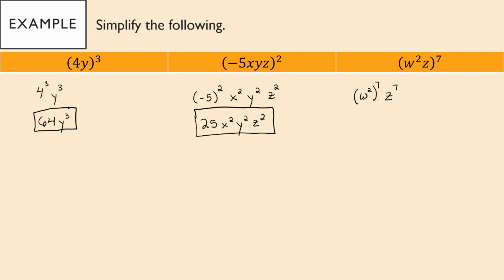Now we need to simplify the w squared and then to the 7th power. That's where you have 2 exponents, so they multiply together. So it's going to be w and then 2 times 7, and then our z to the 7th. And 2 times 7 is 14. So you get w^14 z^7.